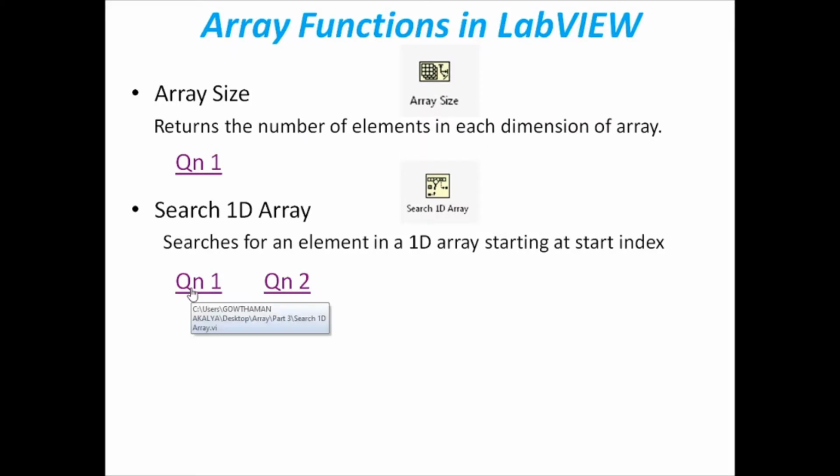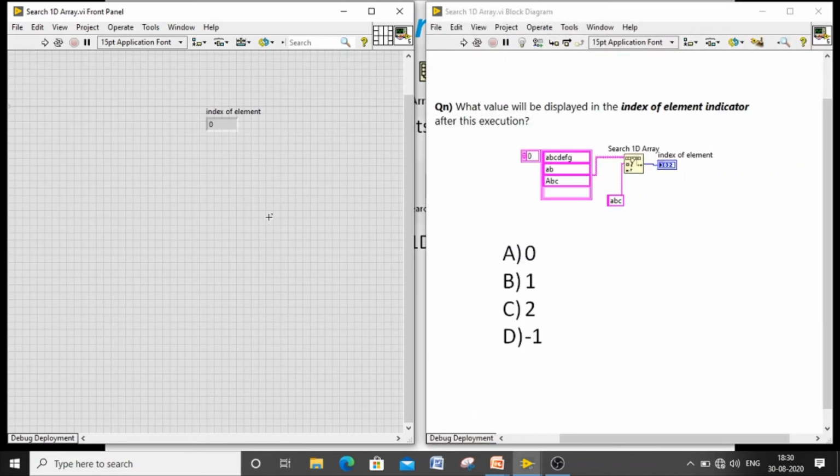Another important topic is Search 1D Array. It simply finds an element in the existing array. In this example question: what value will be displayed in the index of element indicator after this code is executed? Here they have given a string array as a 1D array, and it is searching for the element ABC.